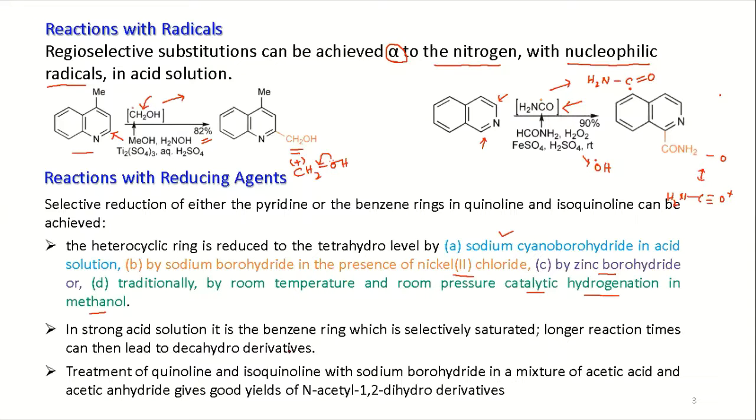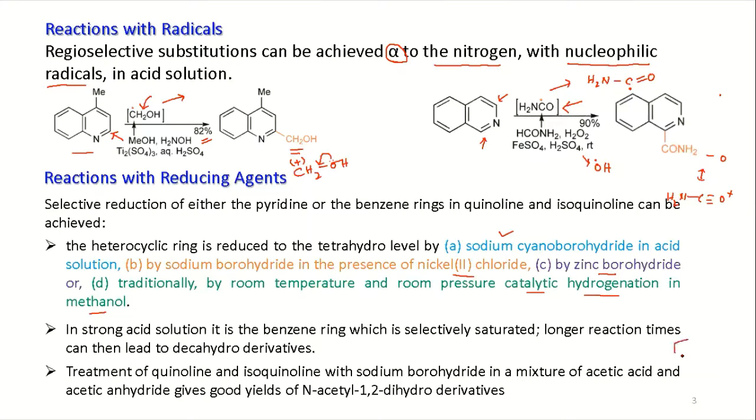And third category is the treatment of quinoline and isoquinoline with sodium borohydride in a mixture of acetic acid and acetic anhydride, which gives a good yield of the N-acetyl 1,2-dihydro derivative. What does it mean?